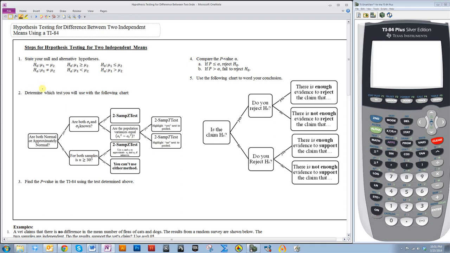Then you need to determine which of the two tests you need to use. There are two tests, the 2-SampZTest and the 2-SampTTest. This flowchart will help you to determine which one you need to use. Once you determine the correct test, then you will get the p-value from the test. Then you can compare your p-value to your alpha, and that'll determine if you reject or fail to reject H0. Then you'll use the following chart to determine how you state your final conclusion.